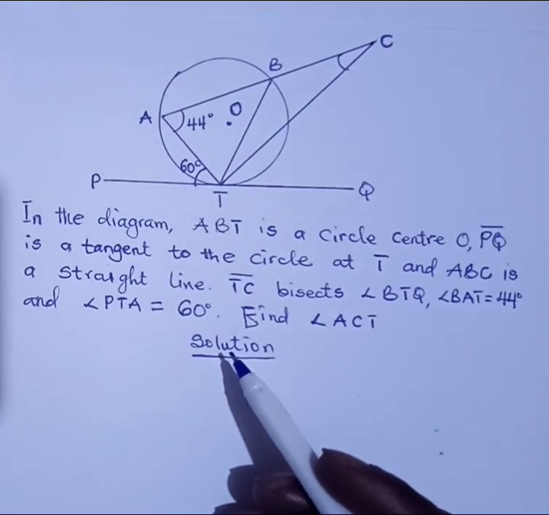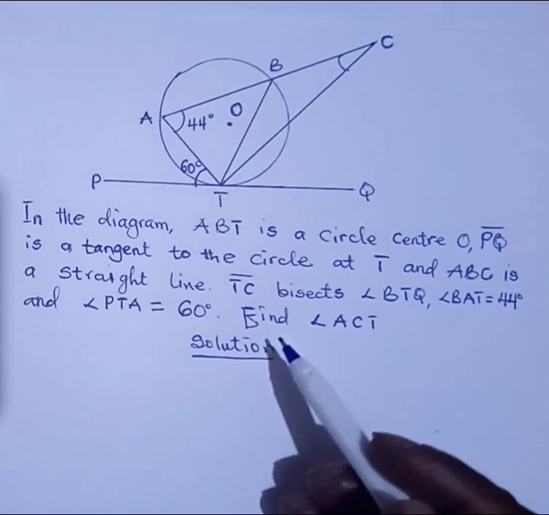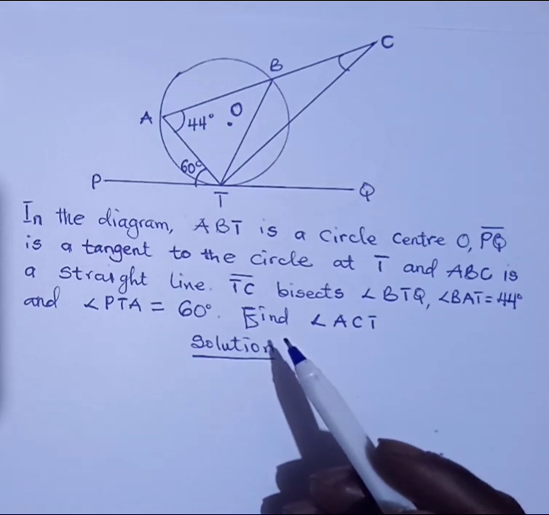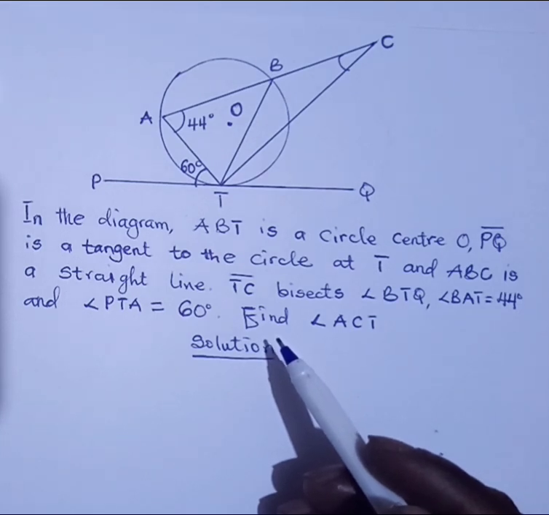So in this diagram, ABT is a circle, center O. PQ is a tangent to the circle at T, and ABC is a straight line. TC bisects angle BTQ. Angle BAT is equal to 44 degrees, and angle PTA is also equal to 60 degrees.